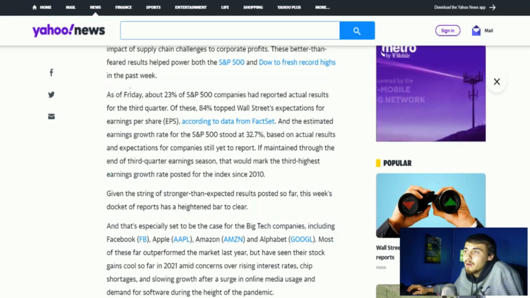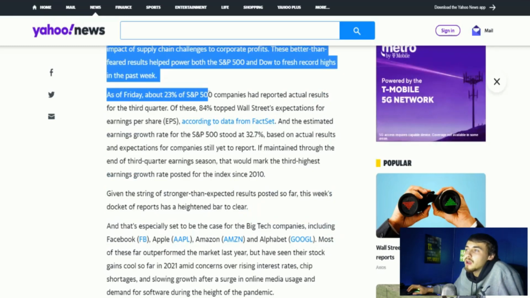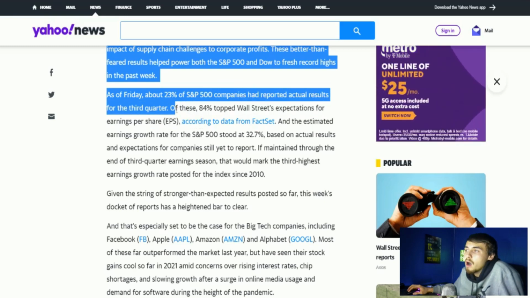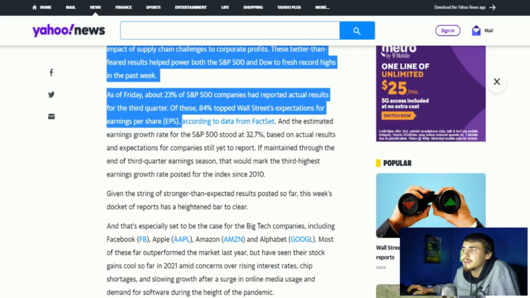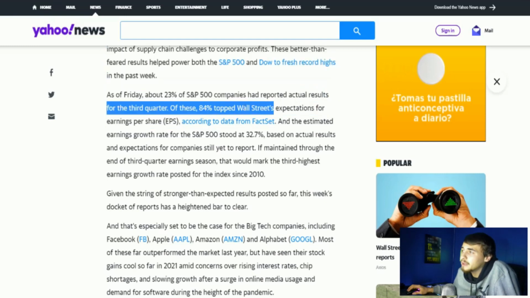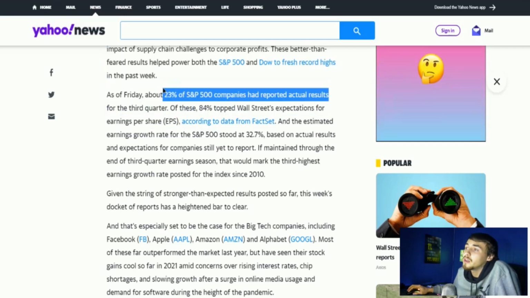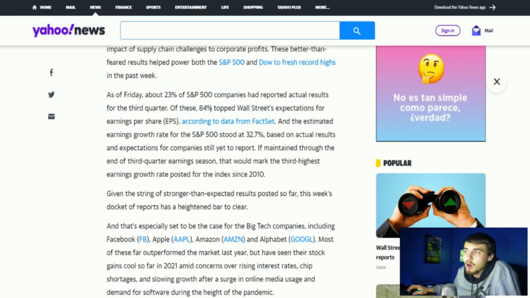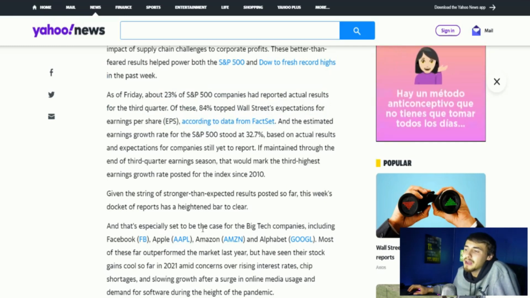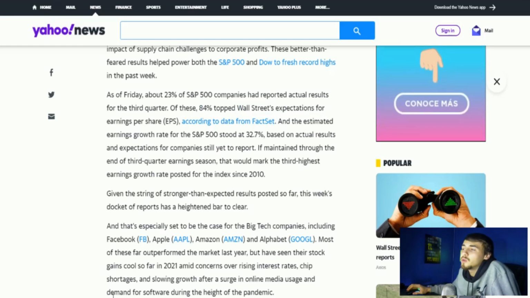What I want to point out, as of Friday, about 23% of S&P 500 companies had reported actual results for the third quarter. Of these, 84% topped Wall Street's expectations for earnings per share. So the first initial earnings reports we are getting, 23% of the market has come in very high. So I expect these other names to come in high as well. Like I said, Facebook, Apple, Amazon, Google, and that should give us a boost to the upside.